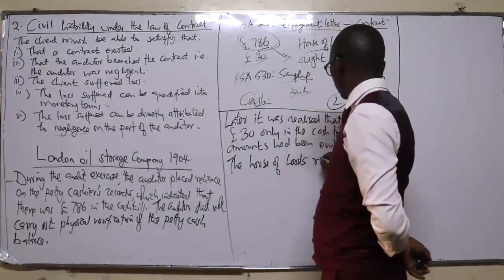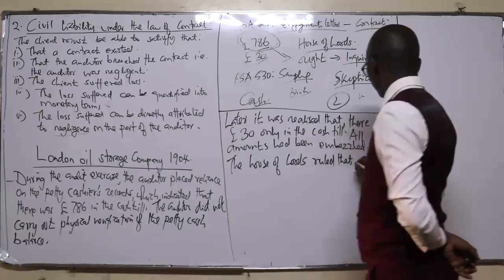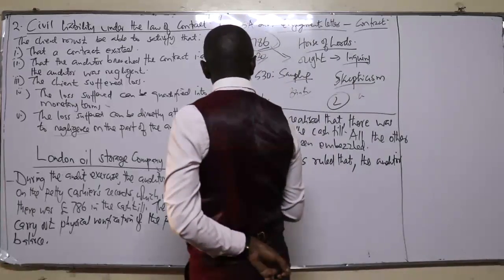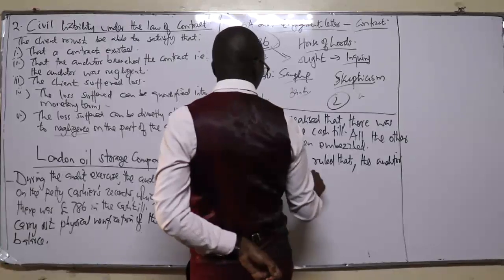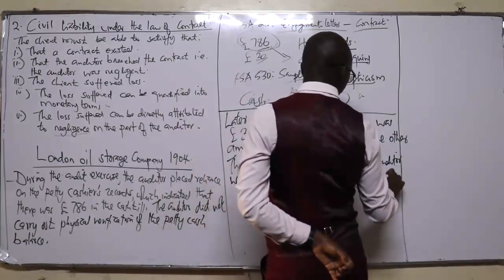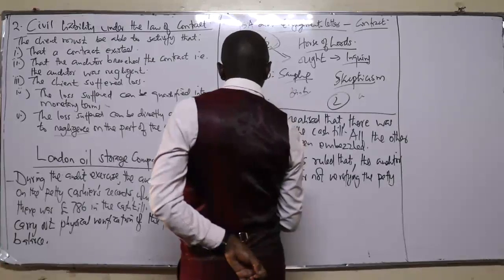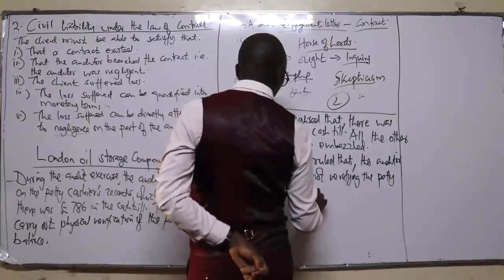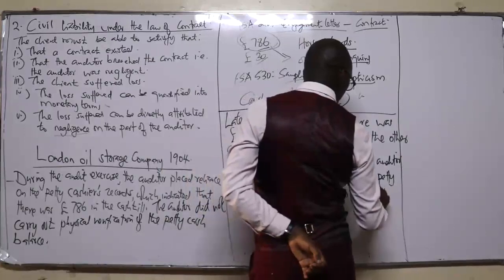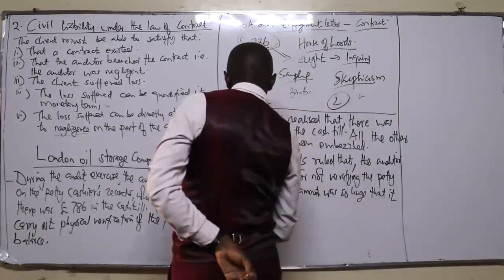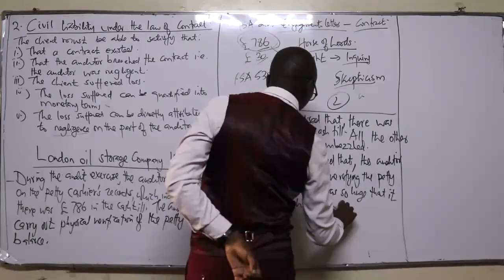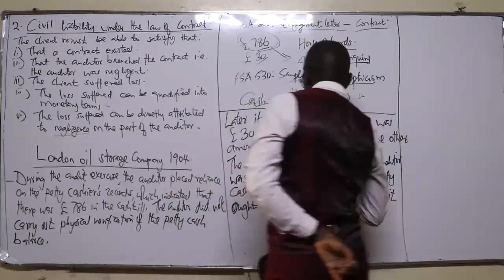The House of Lords ruled that the auditor was negligent for not verifying the petty cash, since the amount was so huge that it ought to put him on inquiry. Perfect. That's how the case was ruled.